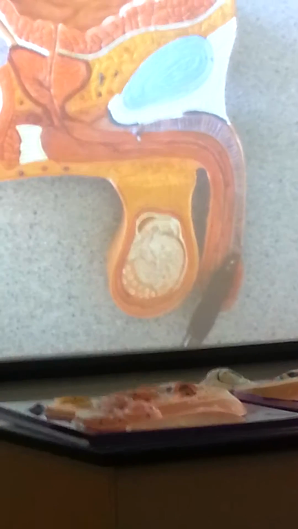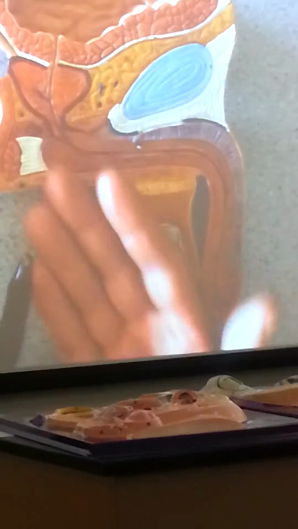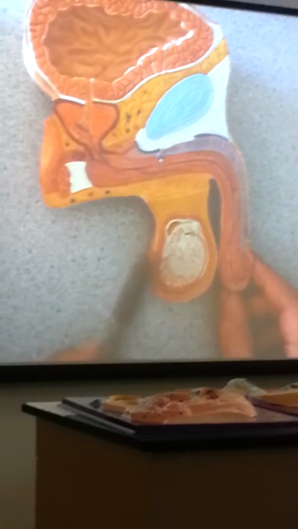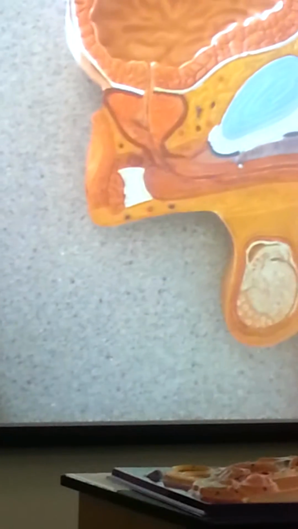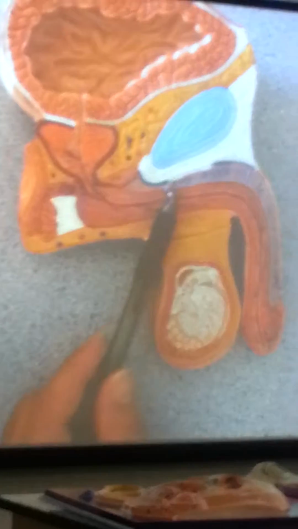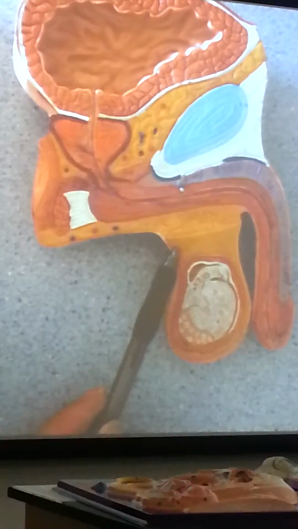This is the corpora cavernosum. It looks like you only have one of them. You have two. We've cut this in the middle. This is the one on the right side, and this is the one on the left side. So you have two corpora cavernosum. You have one spongy cavernosum. And it widens over here to become the glans penis. Here is the bulb of the spongy cavernosum, here at the penile root. The crus of the corpora cavernosum, you can't really see it, but it's back in there.